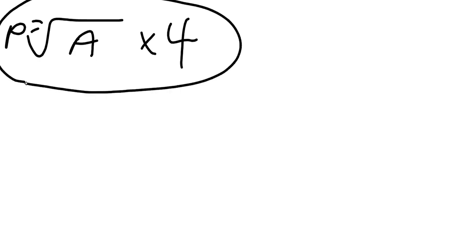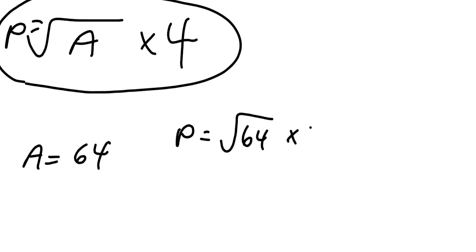That formula will work for any area I give you. So for example, let's say the area was 64. What would the perimeter be? Let's square root that and times it by 4. Square root of 64 is 8, and my perimeter would be 32.